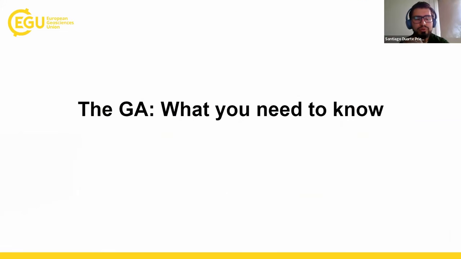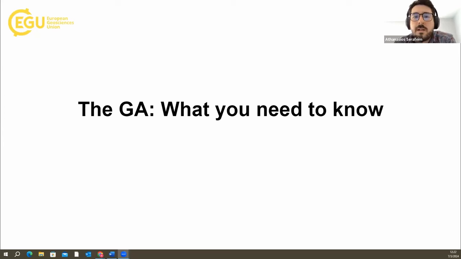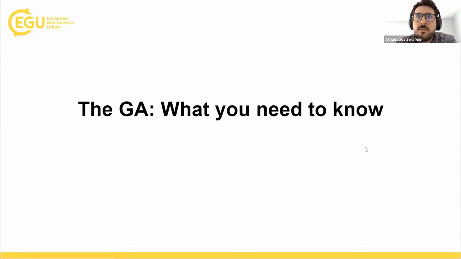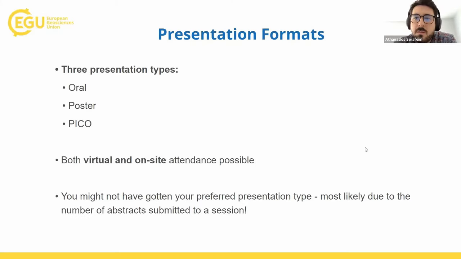Now, for the following part, I'm going to hand over to Thanos. So let's discuss how to prepare for the annual EGU General Assembly. Let's begin by exploring the three main presentation types available. First are the oral presentations, then the posters, and the PICO sessions. PICO stands for Presenting Interactive Content, so keep that in mind.